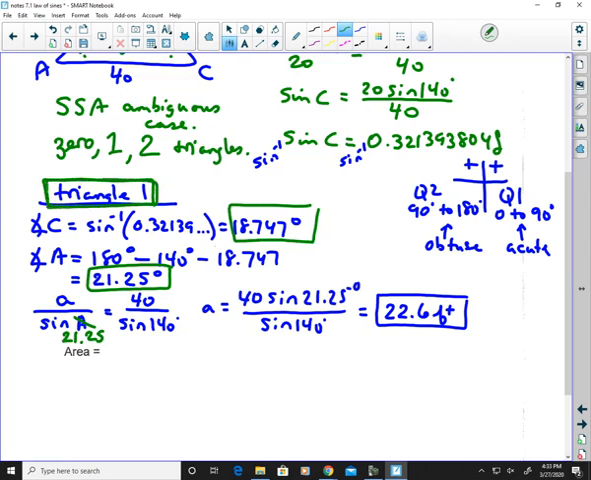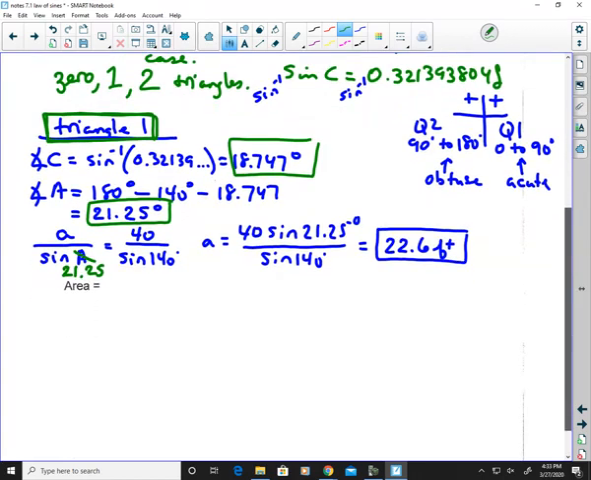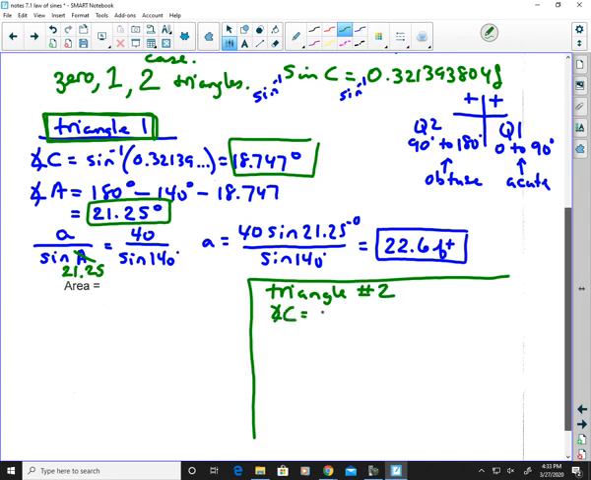Now I just want to go back and decide if there really was only one triangle. Just to verify that, let's look. I do know that there is not a second triangle, but if there had been a triangle 2, I would go back to the calculation of my angle, when I did angle C equals inverse sine of 0.32139, which gave 18.747. That now is my reference angle, which I need to then put in quadrant 2.